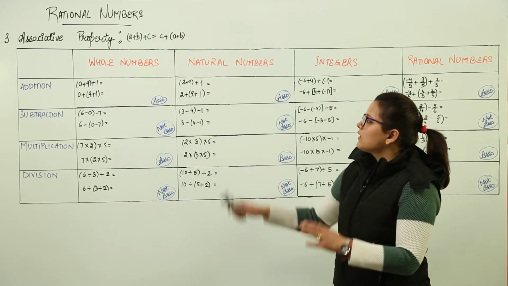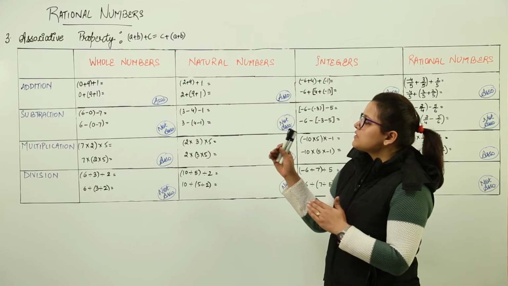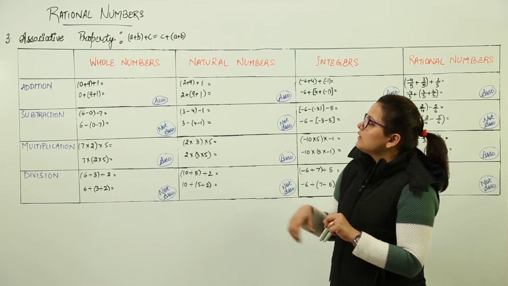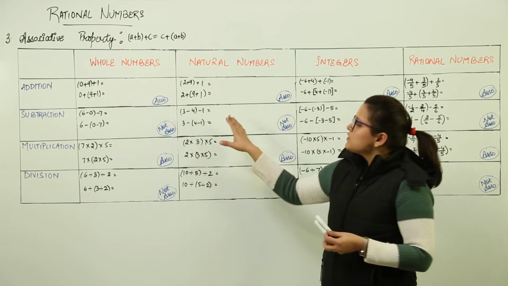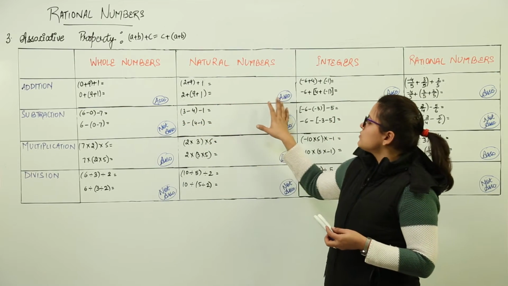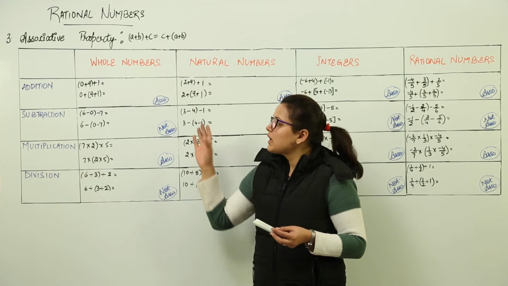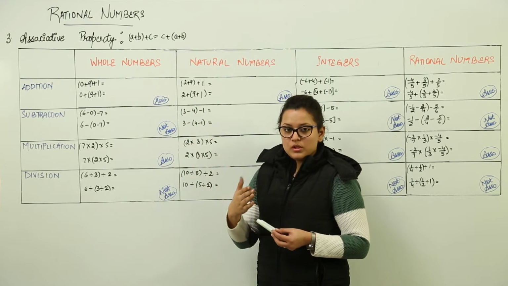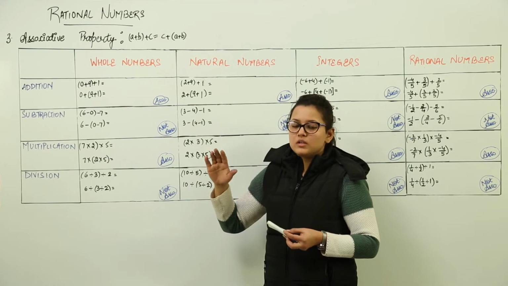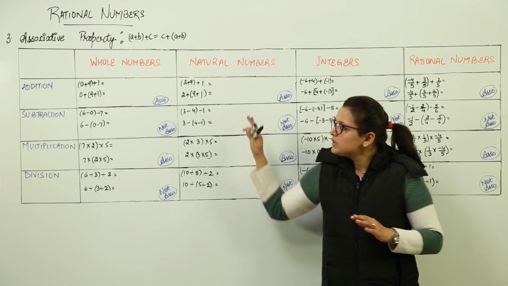Associative property में how the addition, subtraction, multiplication and division is done. See, I have already mentioned which property is associative for which type of numbers. Now I am going to verify to you why it is associative. See, now why I am doing it this way.